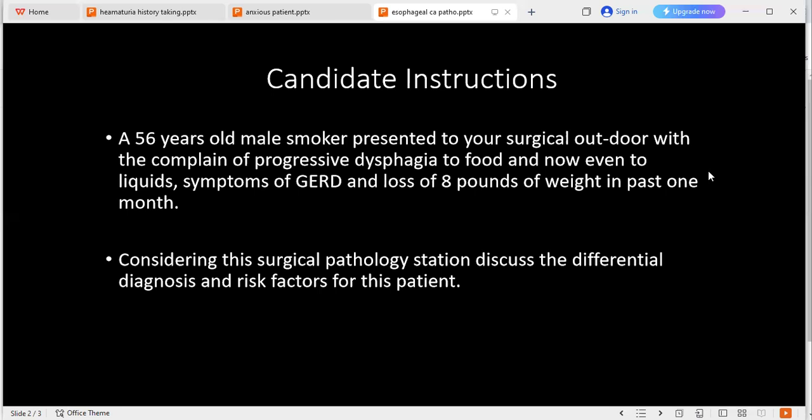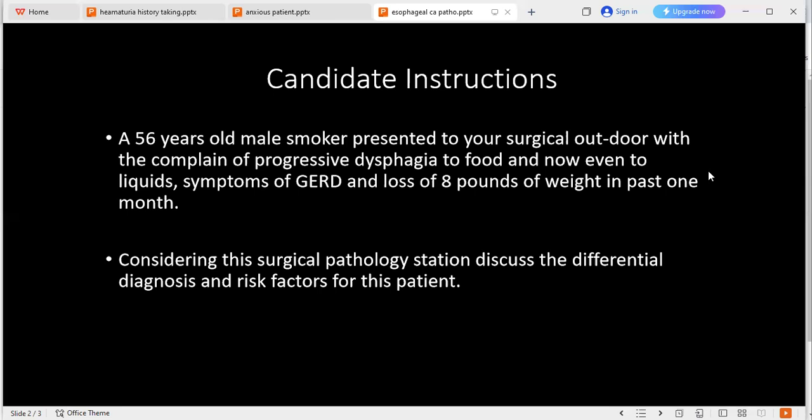Your second diagnosis was achalasia. Can you define achalasia? Yes, it is a failure of relaxation of the lower esophageal sphincter. What are the causes of achalasia? This may be due to a neurological cause. Are you sure? No. Okay. Here, the patient has also lost 8 pounds of weight.